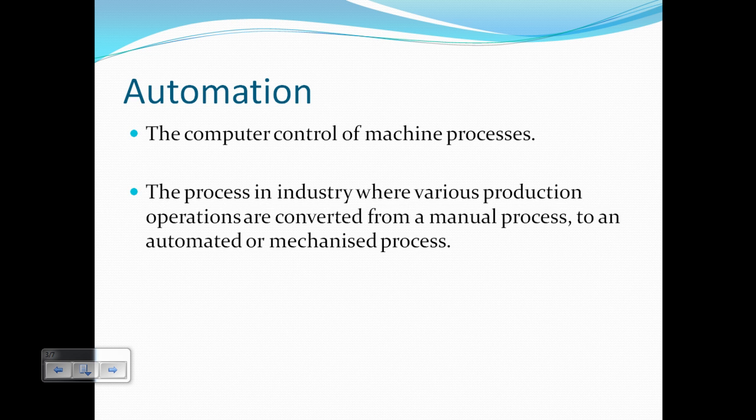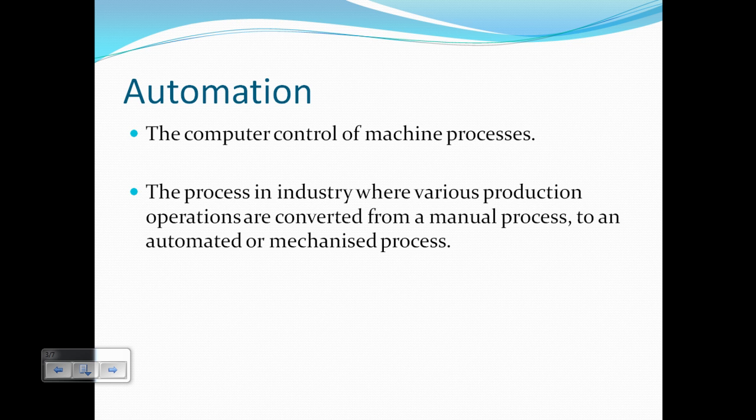Now, automation differs somewhat to mechanization in where automation is talking about the computer controlling the entire process. So with automation, we're talking here about the process in industry where various production operations are converted from a manual process to an automated process. So whereas with mechanization, we're just saying you bring in computer-controlled tools into the process, so a power drill, you still have a person there doing the job. With automation, this is where we see the machine actually taking over from the manual process. So the machine will now do the job.